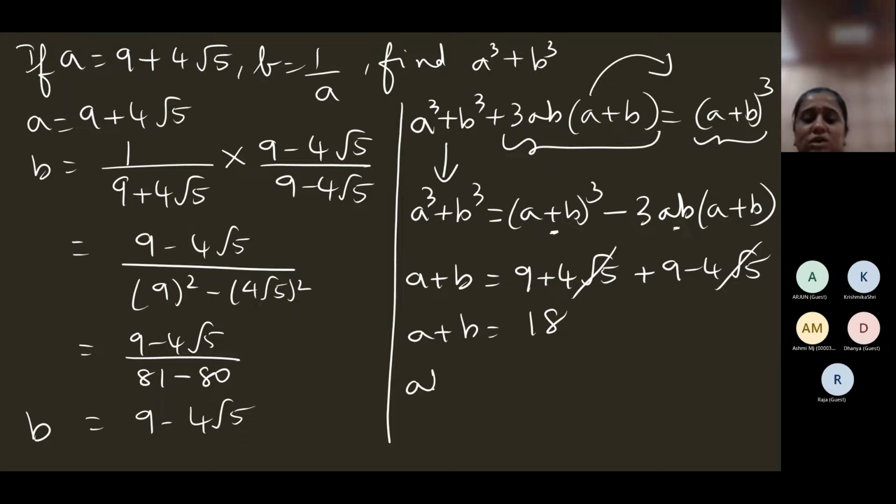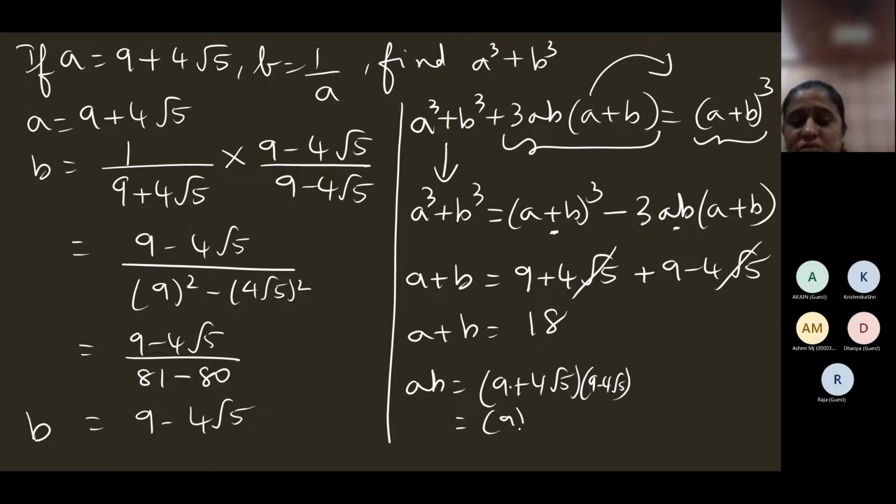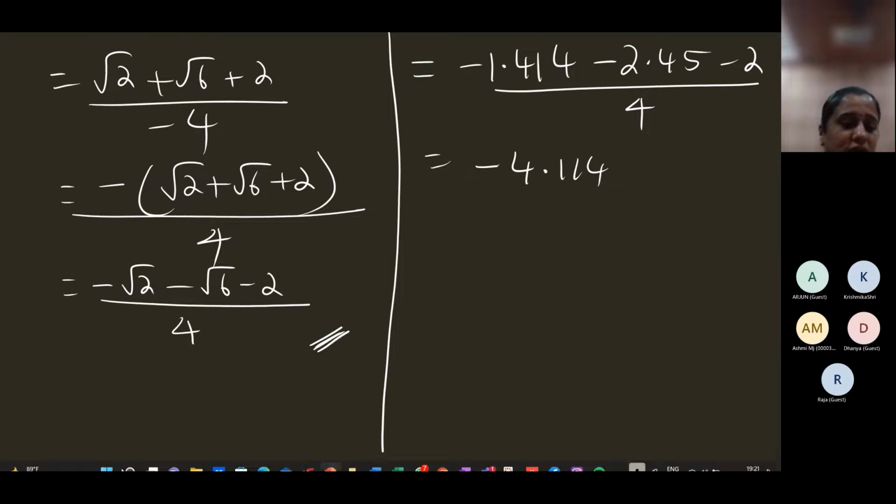Next, you'll have to find ab. What is ab? a is 9 plus 4 root 5 and b is 9 minus 4 root 5. How do you multiply them? (a plus b) into (a minus b) is a square minus b square. So 9 square minus (4 root 5) the whole square. 81 minus 80, which is 1. ab is 1.